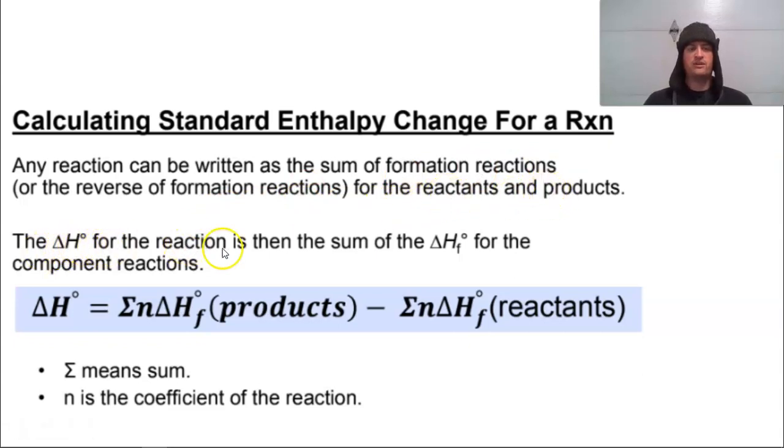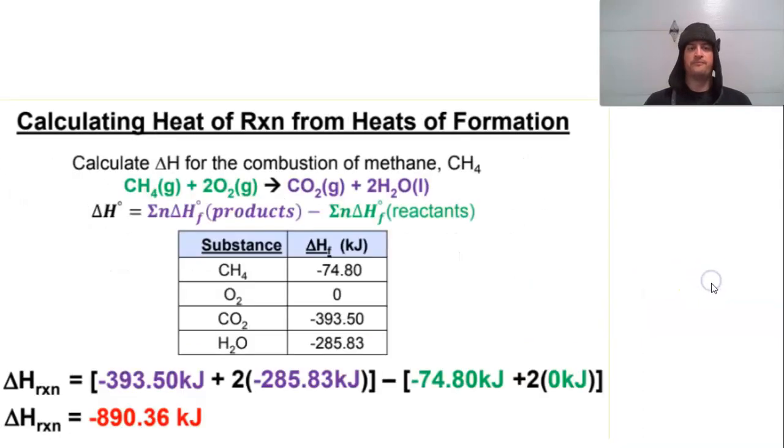So the change in enthalpy for a reaction is the sum of the heats of formation for the components. We're adding up all of the heats of formation for the products with their coefficients, minus all of the heats of formation for the reactants with their coefficients, individually. So for example, you've got CH4, O2, CO2, H2O, products minus reactants. We only have 1 CO2, so no coefficient, 2 water molecules, so we have a 2 here. 1 of the CH4, 2 of the oxygen.